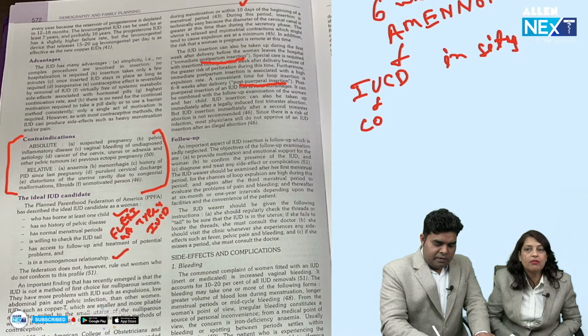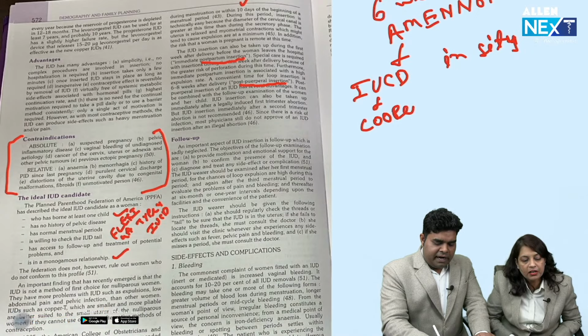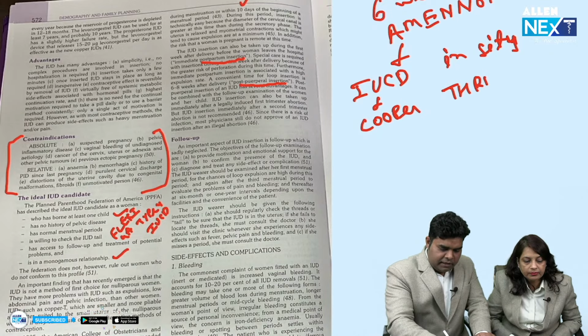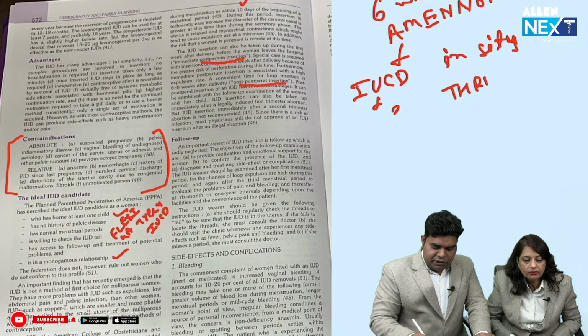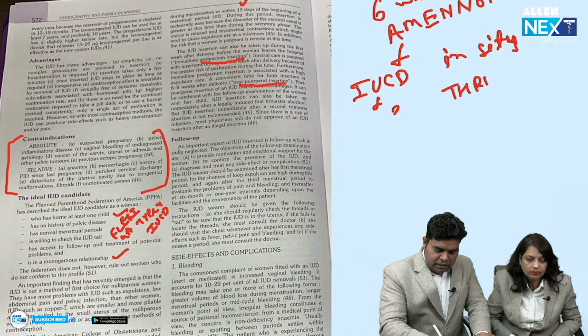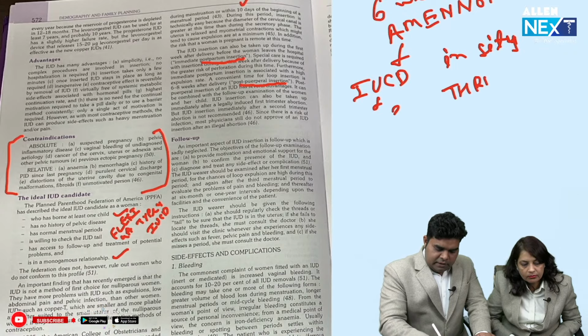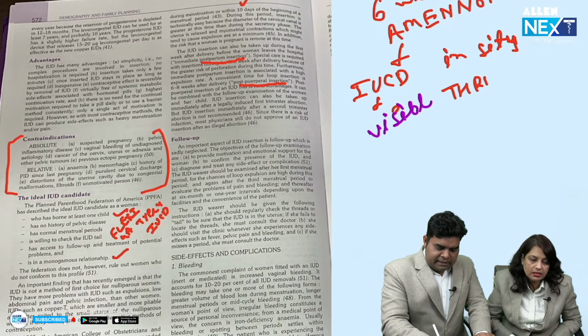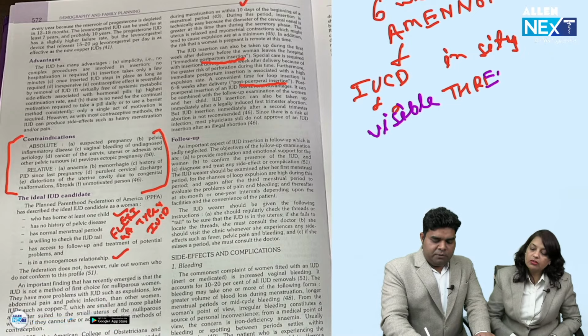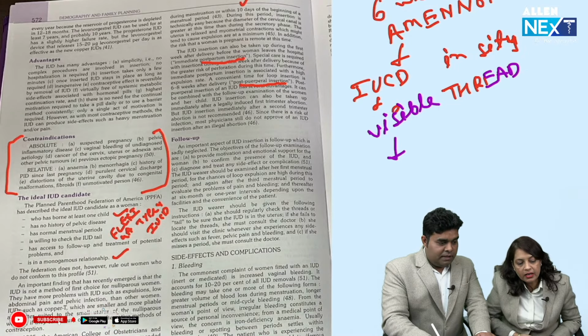This is a very favorite question. Copper T thread visible, IUCD thread visible, right? The thread is visible. What is the thing which you will do now? The thread is visible, and there is 6 week amenorrhea. What will you do? Dr. Ravi is writing very correctly.